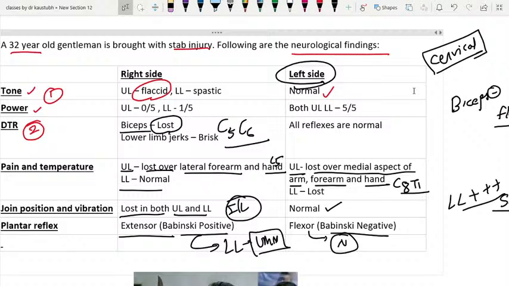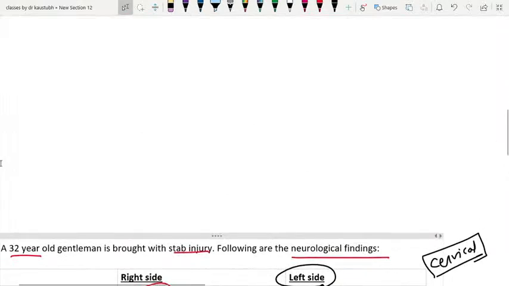Look at the tone and power, understand whether it is upper motor neuron or lower motor neuron for each of the limbs. After that, look at the deep tendon reflexes. You will get the confirmation of UMN or LMN based on that, and based on the sensation pathways, that is the pin temperature, spinothalamic, joint position vibration, that is proprioception vibration, that will be dorsal column. You will get an establishment of the level of the lesion, right?